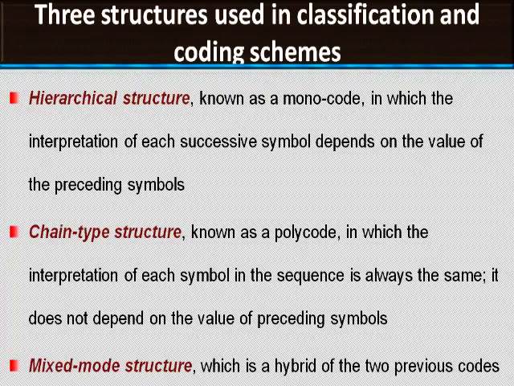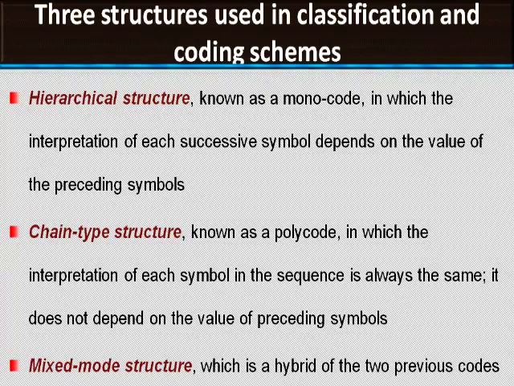It does not depend on the value of preceding symbols. For example, in the code 1, 2, 3, 3 has a particular meaning, 2 has some meaning, 1 has some meaning. Each is independent of the other. That's how the 1, 2, 3 code can be read as a single entity code, as each digit represents a different entity. And it doesn't depend on previous code like that. That's how very little information can be incorporated in this code, whereas it is very easy to understand. The advantage of this code is that it is very easy to understand.